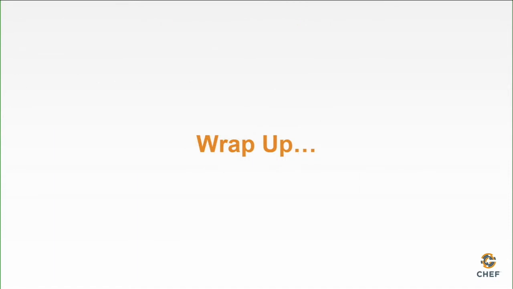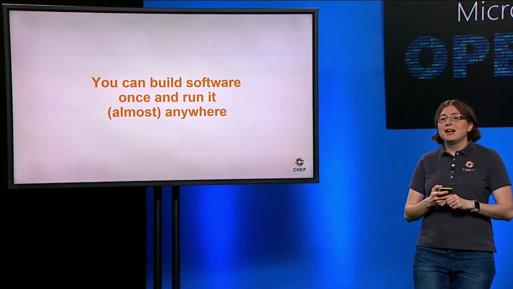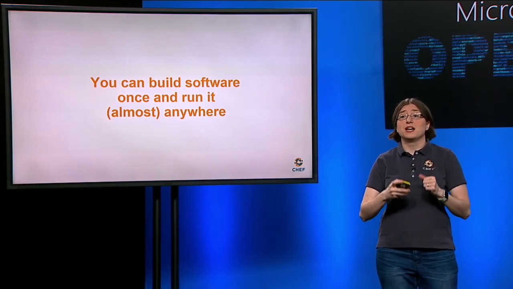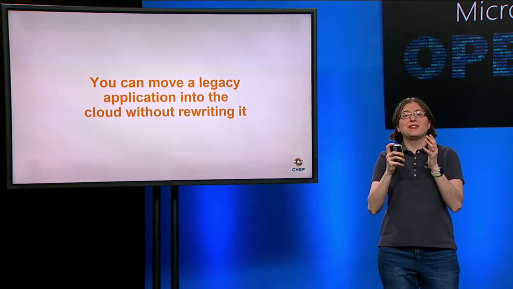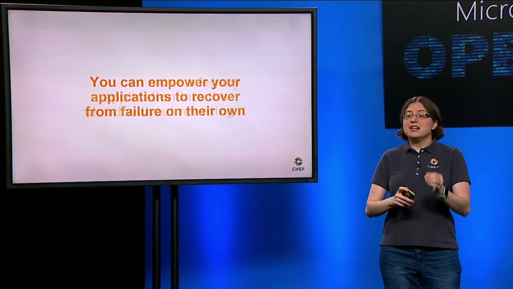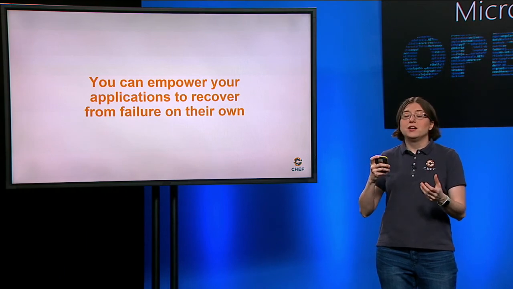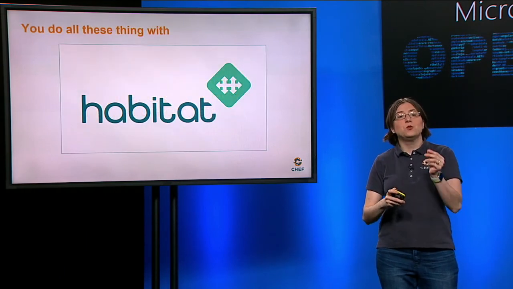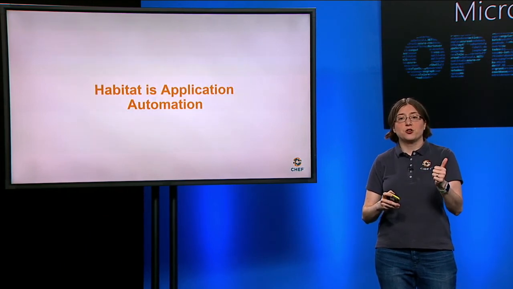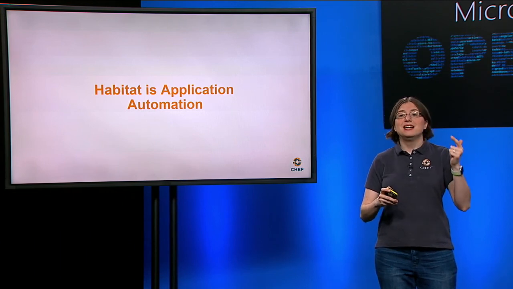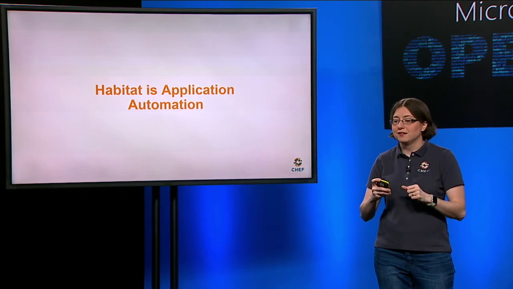Now, as we wrap up, there are a few things I would like you to take with you today. And the first is that you can build software once and run it almost anywhere. You can move a legacy application into the cloud without having to rewrite it. And you can empower your applications to recover from failure on their own. You can do all of these things today with Habitat. The key to remember is that Habitat is not infrastructure automation, it's not container automation, it's application automation. The application itself is what we're automating.